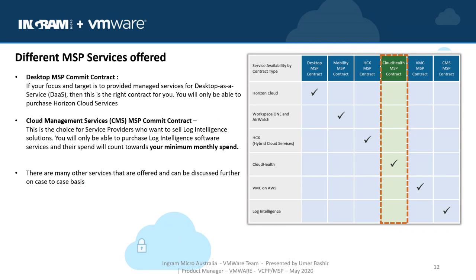As you can see, for desktop we have Horizon Cloud, Workspace ONE, AirWatch for mobility, HCX for hybrid cloud extension, CloudHealth for optimizing cloud usage in terms of cost management, VMC on AWS, Log Insight. So you'll be covered in a lot of different ways, and you can offer different services and generate different revenue streams for yourself using these services. Next slide, please.